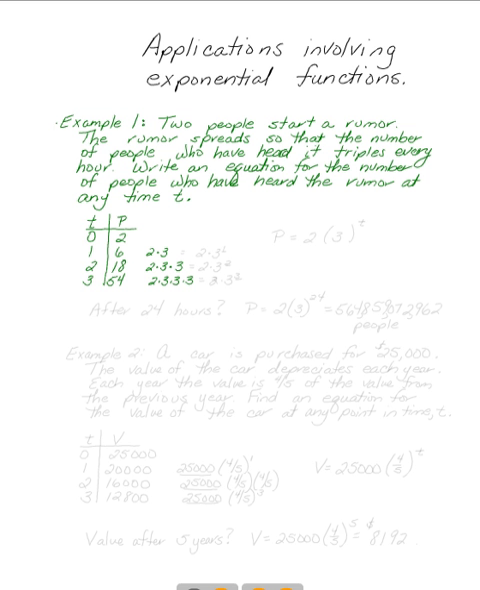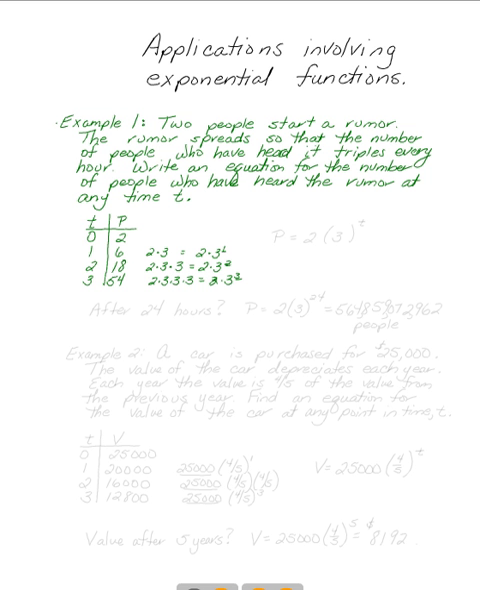Now when we look at the pattern that's in this table, at 1 hour, this is 2 times 3 to the first power. At 2 hours, this is 2 times 3 to the second power. And at 3 hours, this is 2 times 3 to the third power. What I want you to notice is that the number that's changing in each of these cases is the exponent, and this is why we end up with an exponential function.